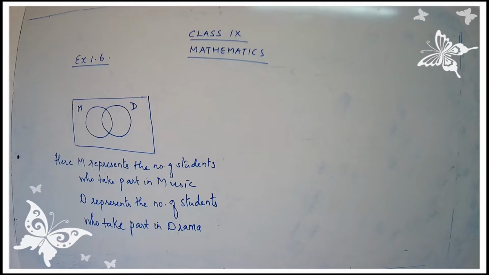Write down the points neatly. You have to write down one below the figure about M and D. Be careful. Do not use small letters. You have to write the capital letter for representing a set. Have you taken down the point, children?